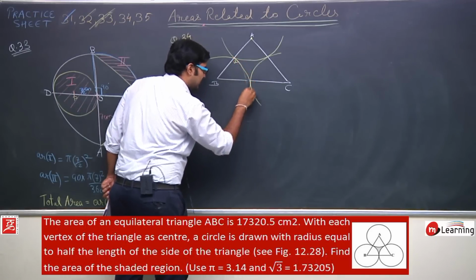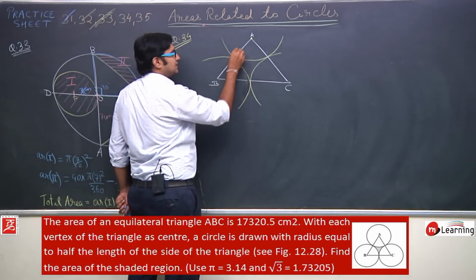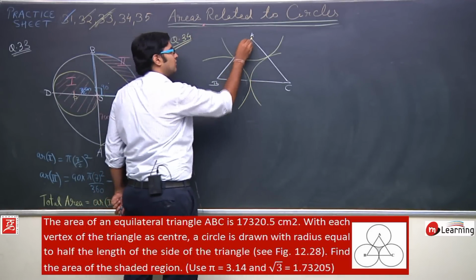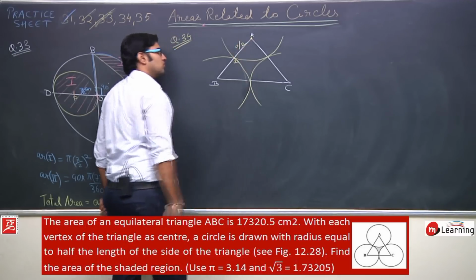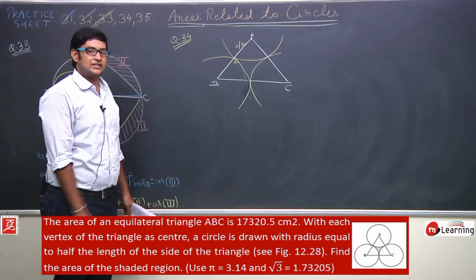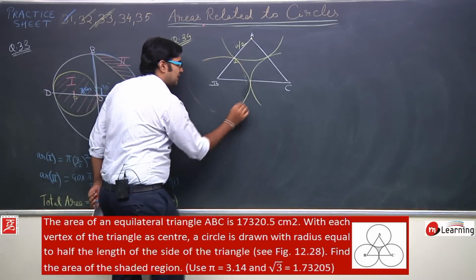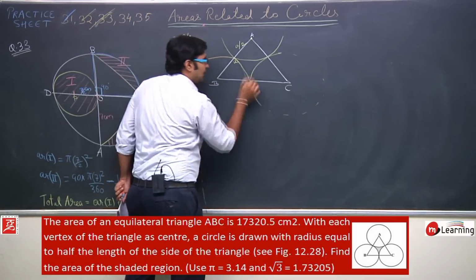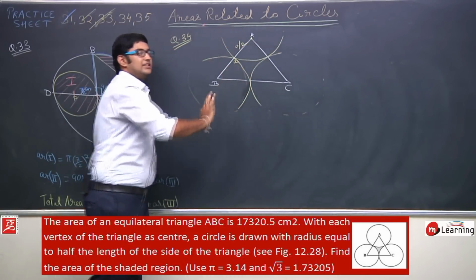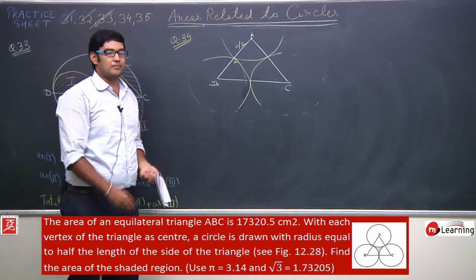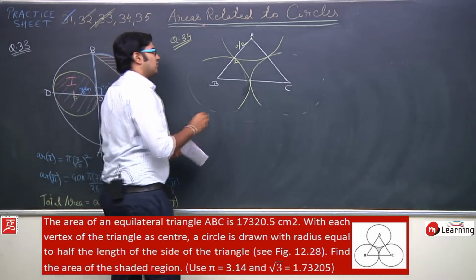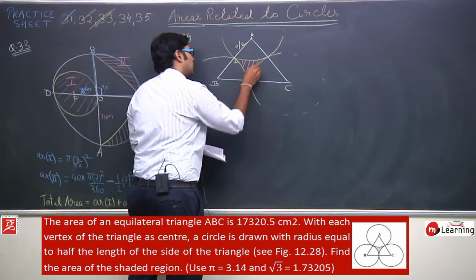I have drawn 3 circles like this, and the radius of each circle is equal to a by 2. This is how the figure looks. I will complete this circle, then this circle, and this circle also. I have drawn only this much part because this is our requirement. Now I need to calculate the area of this part.